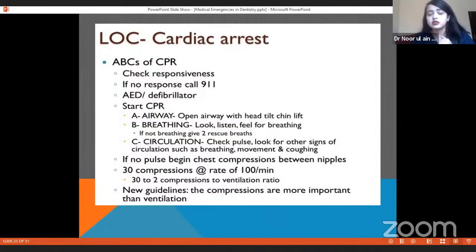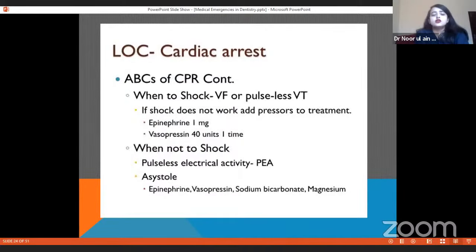Chest compressions differ depending on whether the patient is a young kid or an adult. So 30 compressions will be given at the rate of 100 per minute, with a 30 to 2 compressions to ventilation ratio. The new guidelines tell us that compressions are more important than ventilation. So that is the ABC of CPR.